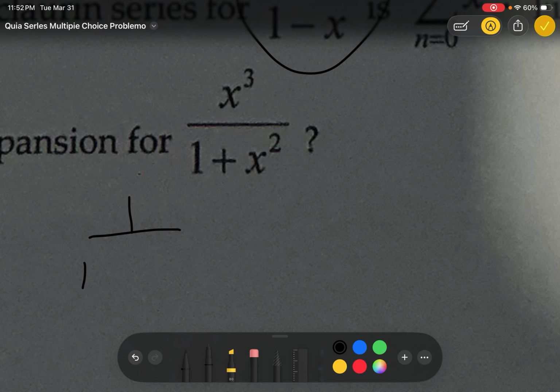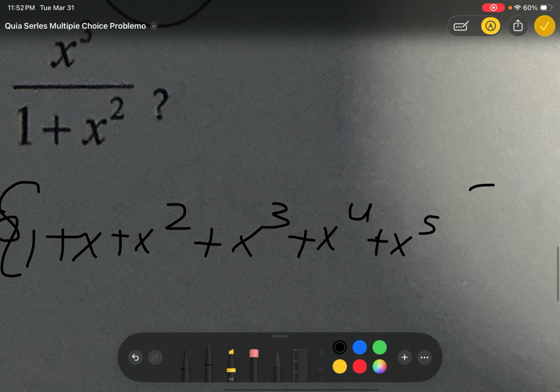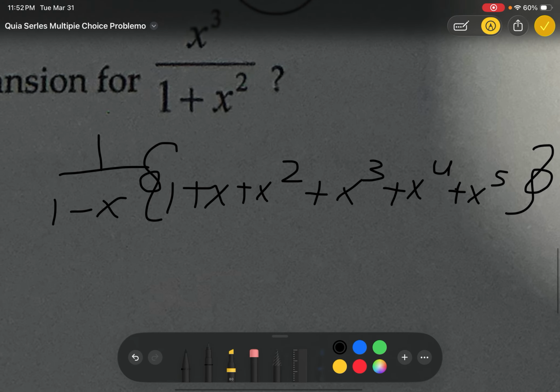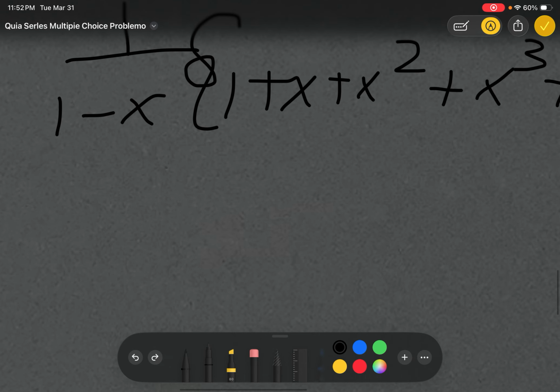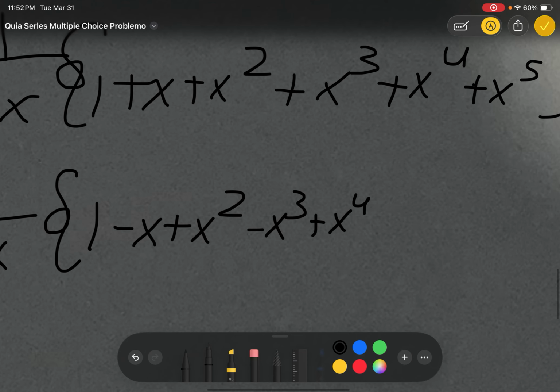Let's write that out. 1 over 1 minus x is this. I'm going to do it to the 5th degree. You don't have to, but I feel like that's more precise. Since we're having a sign change here, I'm going to have to alternate this. So it's 1 over 1 plus x. So it's going to be 1 minus x plus x squared minus x cubed plus x to the power of 4 minus x to the power of 5.